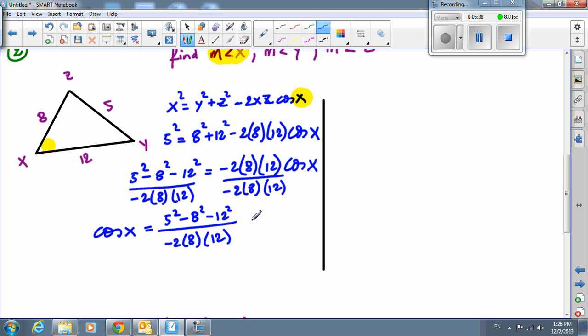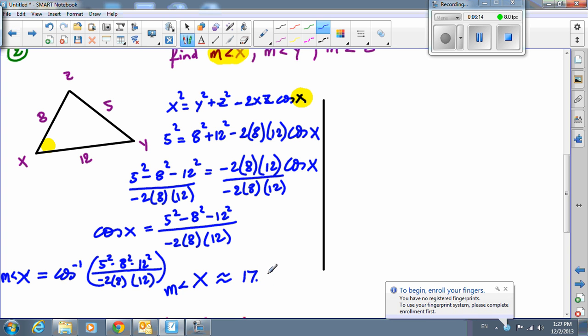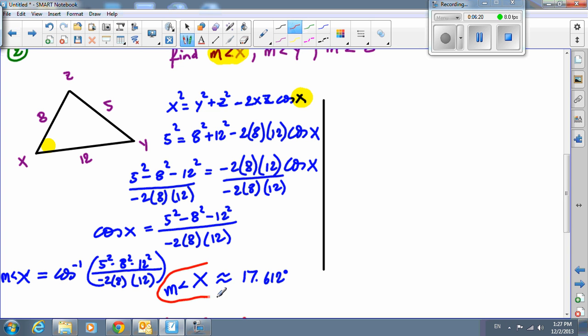And because we are so familiar with this type of expression, I can tell you that x is equal to the cosine inverse of that same expression, which is 5 squared minus 8 squared minus 12 squared over negative 2 times 8 times 12. Using your calculator, you will find that the measure of angle x is approximately equal to 17.612 degrees. So this is the measure of angle x.